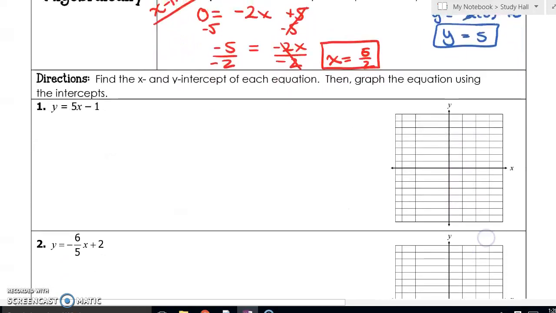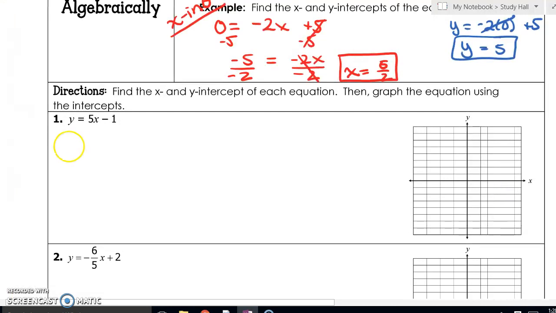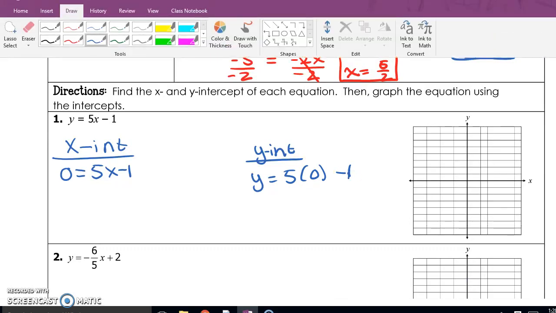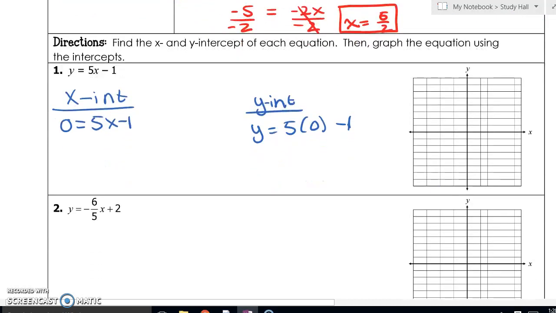Okay, let's do the same thing in number 1, but this time we're going to use the intercepts to graph. So to find my x-intercept, I plug 0 in for y, and to find the y-intercept, I plug 0 in for x. And we know the y-intercept as that constant because it is in slope-intercept form, but we're following the process for now so that when we get to standard form, we know what to do.